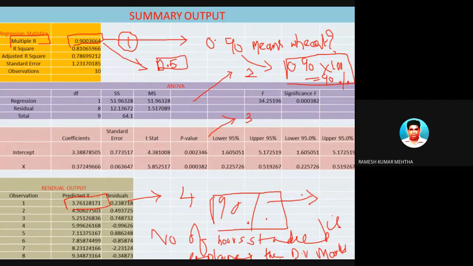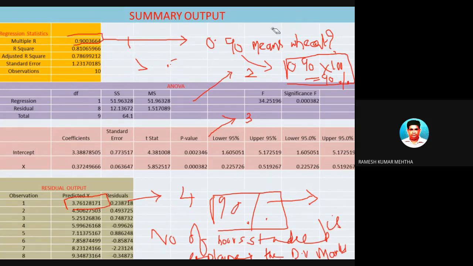This model is 90% accurate, or 90% of the variation in the dependent variable is explained by a single independent variable, which is the number of hours studied. So the number of hours studied is explaining the dependent variable 90%. So this is the interpretation we have.